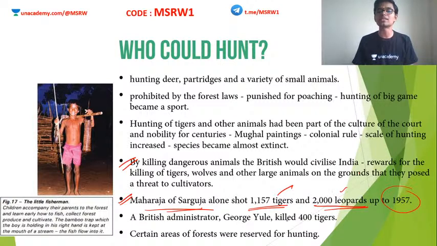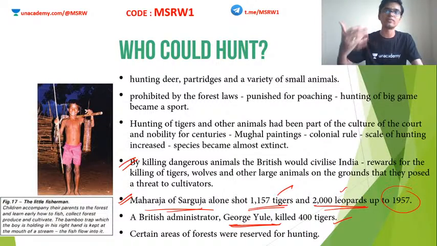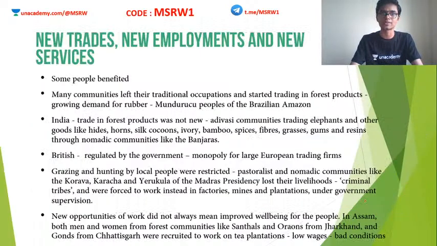A British administrator named George Yule killed 400 tigers. So these are all recorded. The British considered this a mark of glory, a prideful event. They did not see this as indiscriminate destruction of wildlife diversity. Certain areas of forest were reserved for hunting purposes.